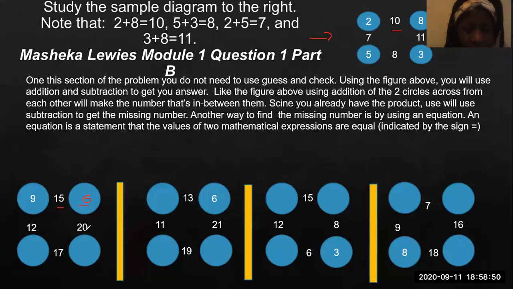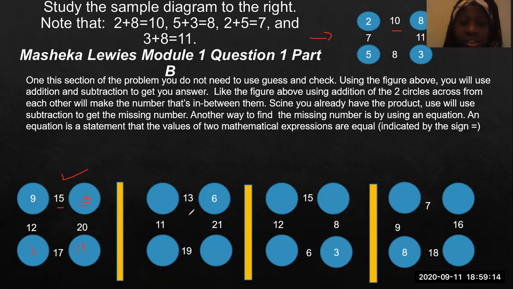20 minus 6 is 14. 13 minus 14 is 3. And we can check, saying 9 plus 3 is 12. 9 plus 6 is 15, and so on and so on. So this equals out. Gotta move this now.